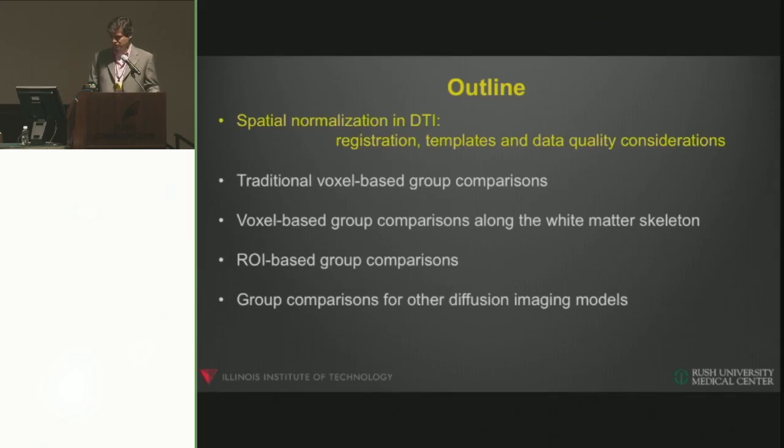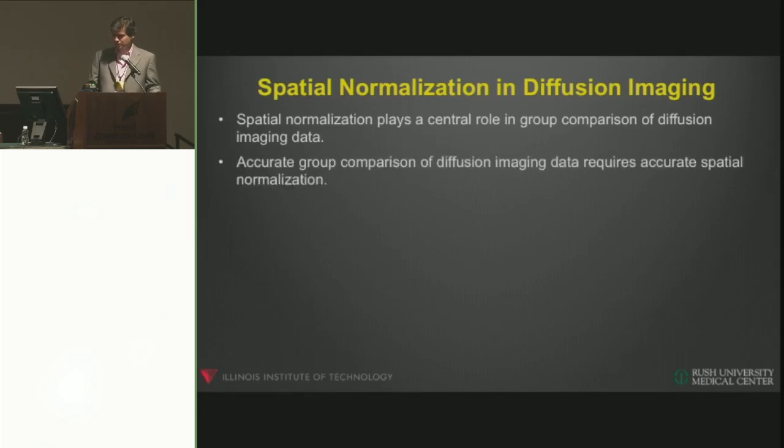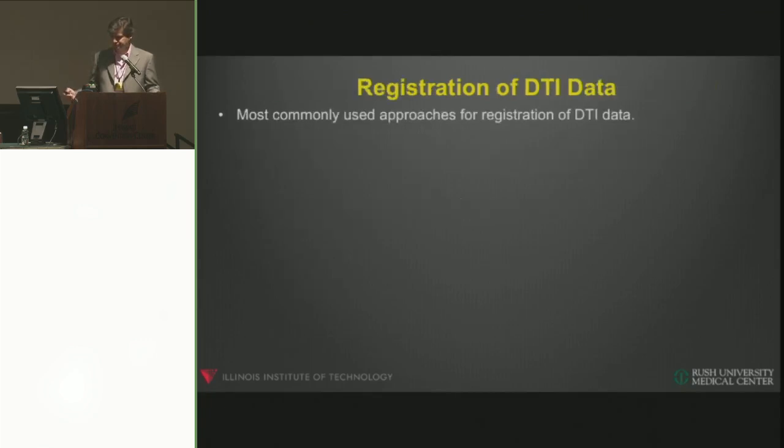So let's start with spatial normalization in DTI. Spatial normalization actually plays a central role in group comparison of diffusion imaging data. And any study that uses spatial normalization, its accuracy depends on the accuracy of spatial normalization. And then the accuracy of spatial normalization depends on these three factors. Depends on the registration approach that you use, on the template that you use, and the quality of your data. So what we're going to do first is to discuss what is the effect of each one of these factors on the accuracy of spatial normalization.